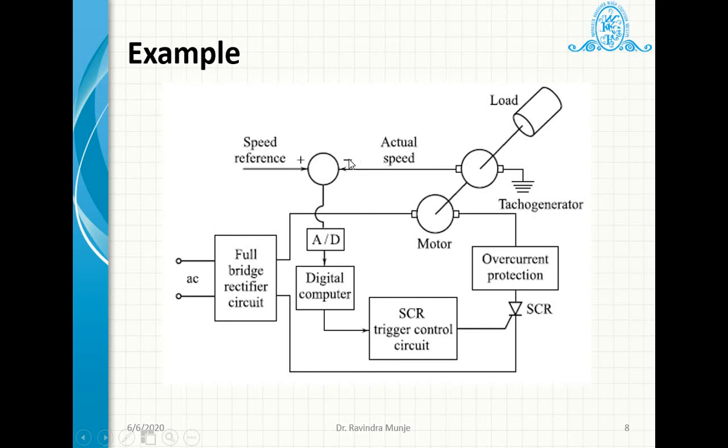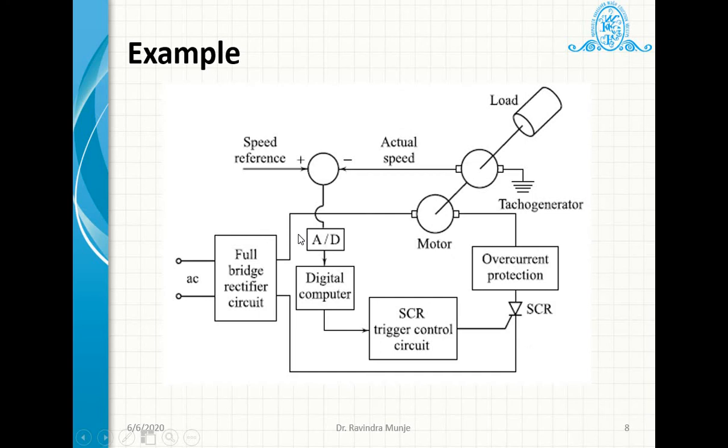Here the actual speed is measured with the help of the tacho generator, and this is the reference speed. Then it is compared, giving some error. This error is given to the analog to digital converter, so we will have a digital computer. Then it will send a signal to the SCR control circuit, and then to these SCRs, and as a result the speed will be controlled. So this is the example.